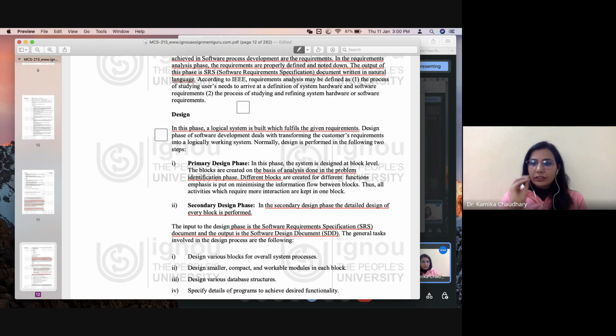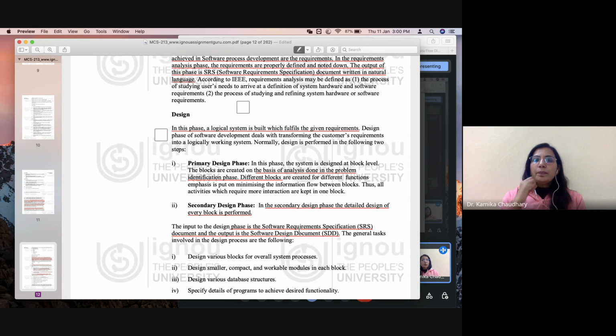Just remember two things about the design. First is your two phases, which is your primary design phase and secondary design phase. In the primary design phase, just remember that you're working on the blocks. Working on the blocks means you're dividing the problem and then arriving at a certain solution, right? In the secondary design phase, now you're going into the details of the block. What is going to be there in your block? That comes under your secondary design phase.